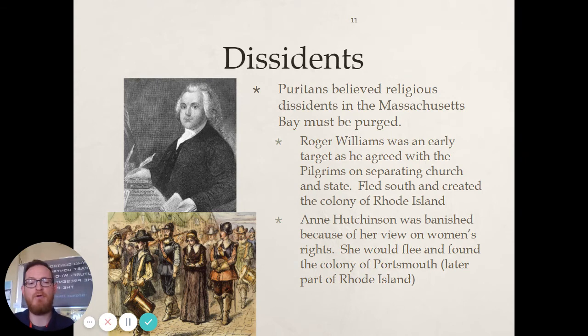He disagreed with the Pilgrims on separating church and state. He would eventually flee south and create the colony of Rhode Island.